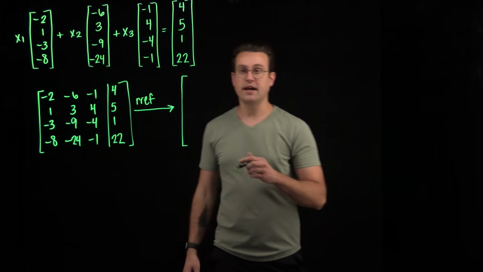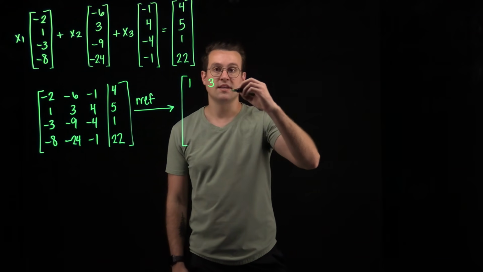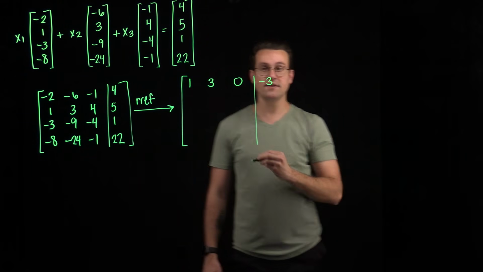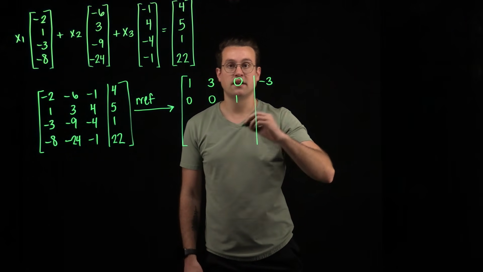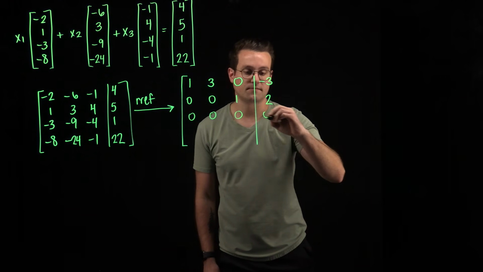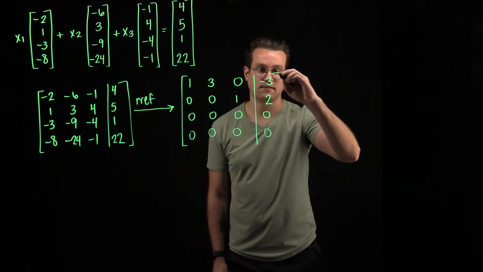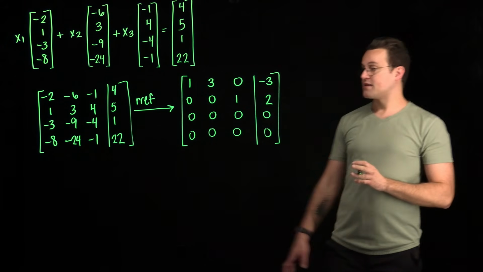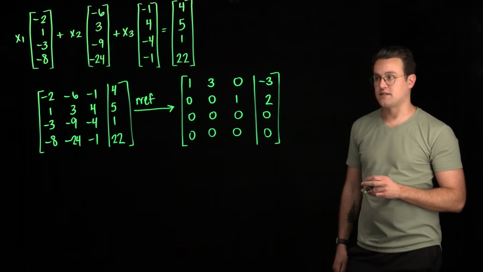So what matrix do we get? Well, going across from left to right, I get 1, 3, 0. Then my vertical line, -3. And then 0, 0, 1, 2. And then the last two rows are all zeros. Okay, so again, totally fine to use the calculator, but I want to see what is our starting augmented matrix and then what is our resulting augmented matrix.